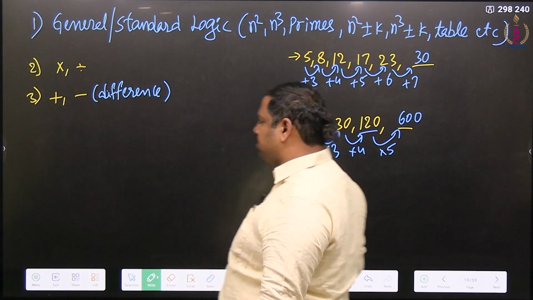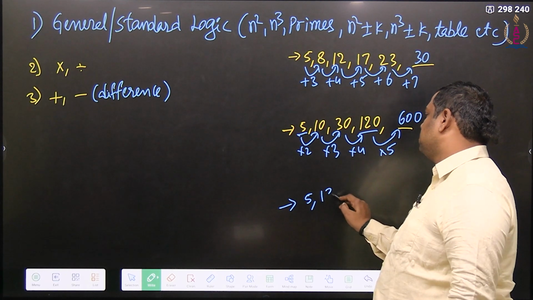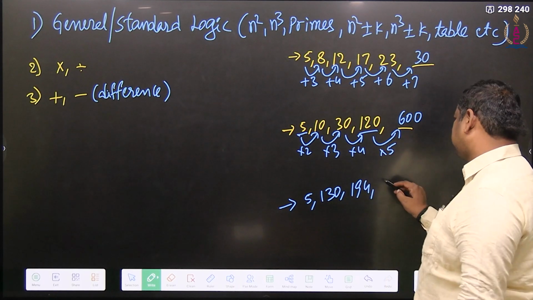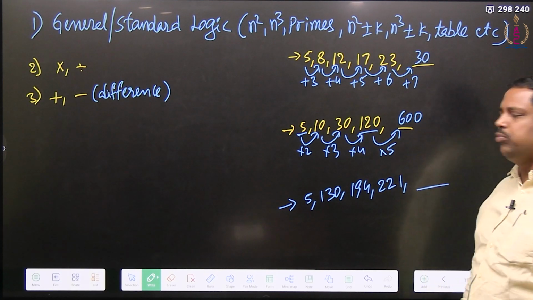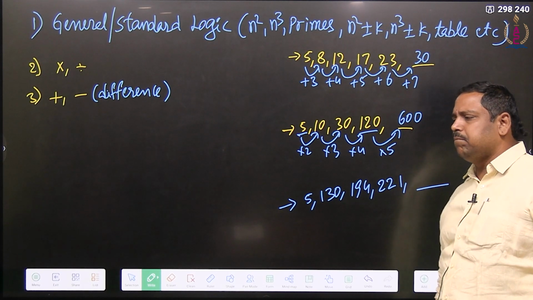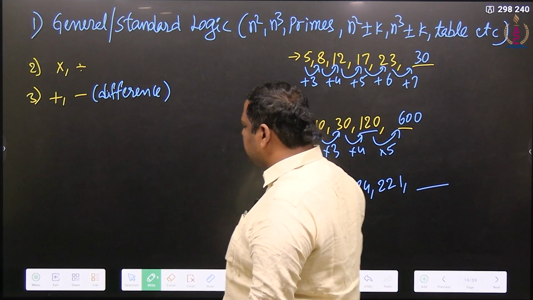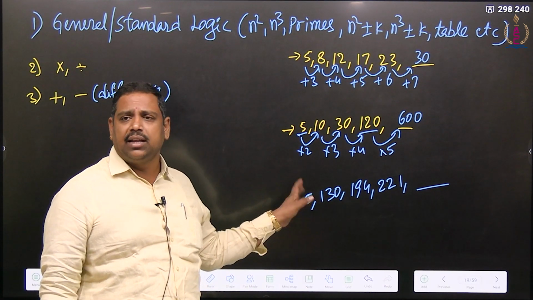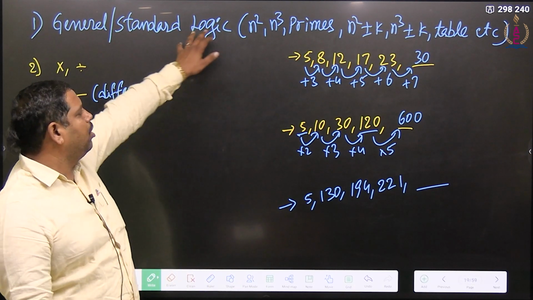Okay. Suppose observe a small example. 5, 130, 194, 221, blank. Suppose this is what he gave. Okay. Let us think of these numbers. Do you have any magical numbers in it? Yes, 130 is a magical number. 5q plus 5. Nothing is a q plus the same number, right or wrong? It is not 1q plus 1, 2q plus 2, 3q plus nothing, right? So that is not the logic. Logic is ruled out. Then it is not general or standard logic, yes or no?